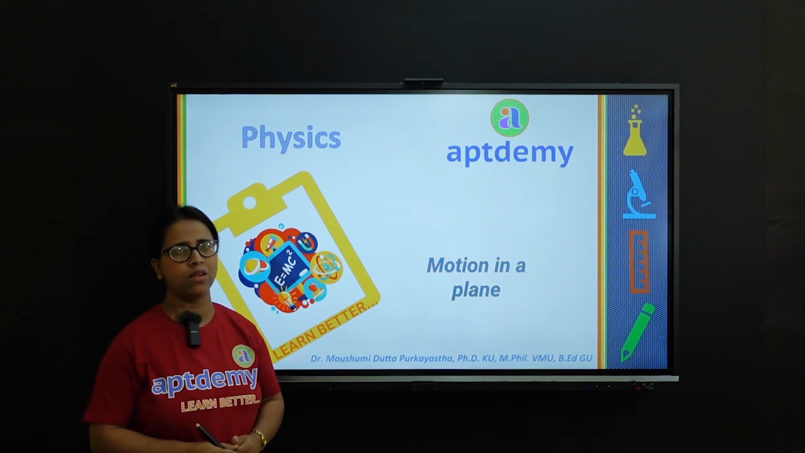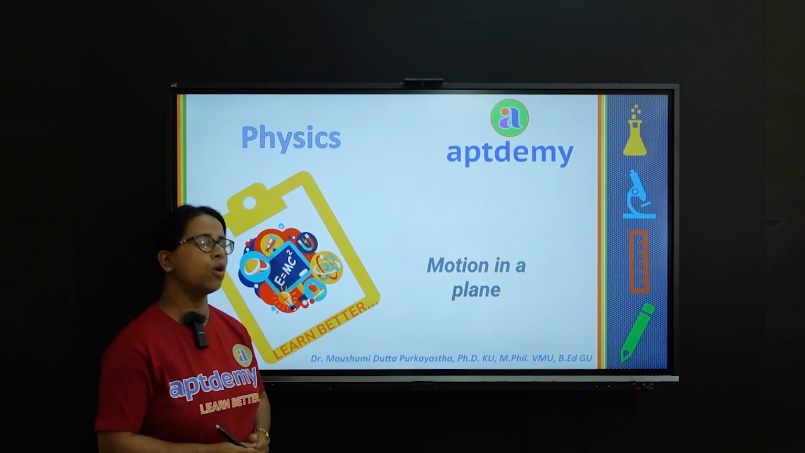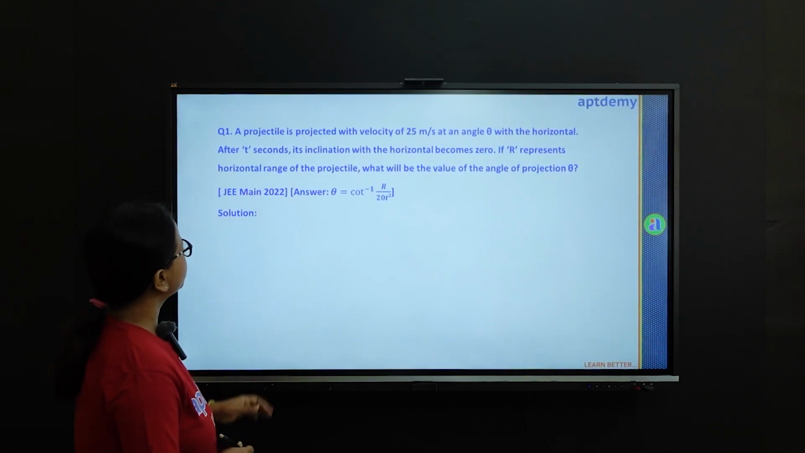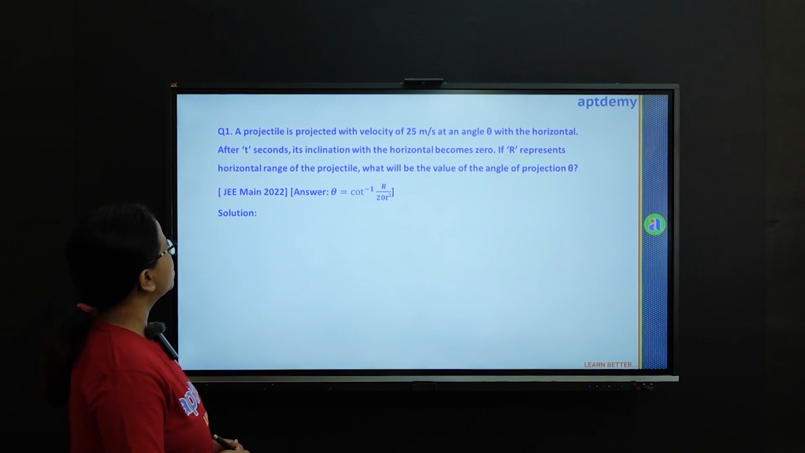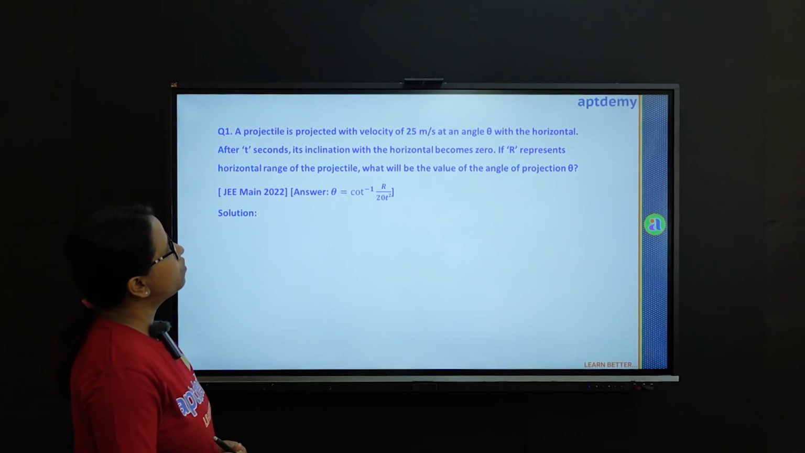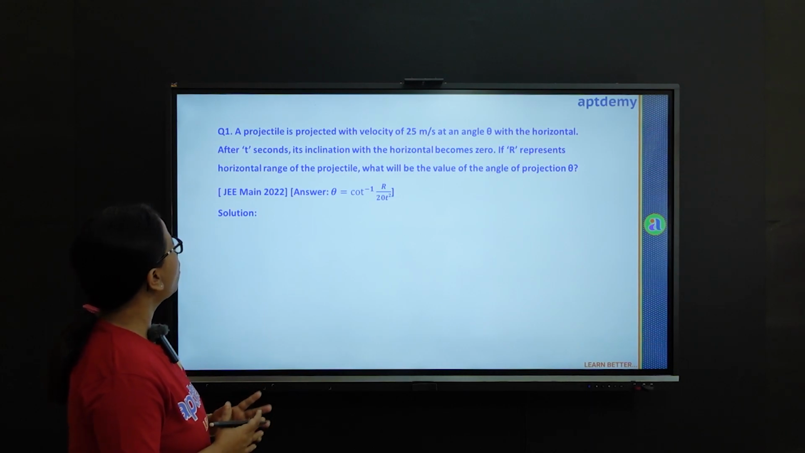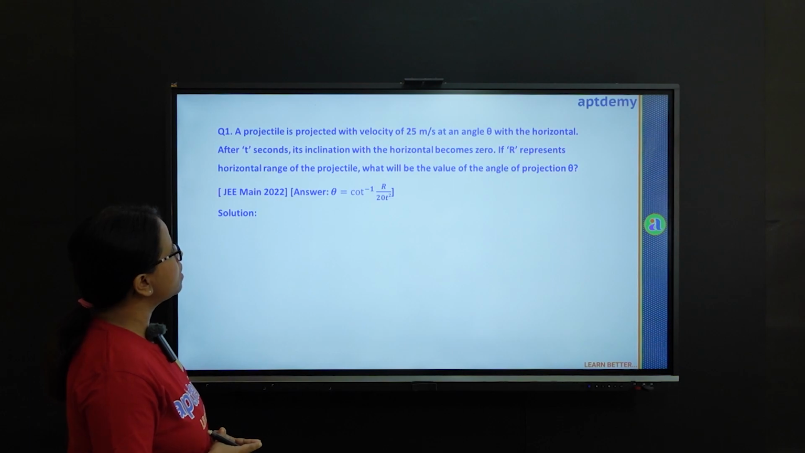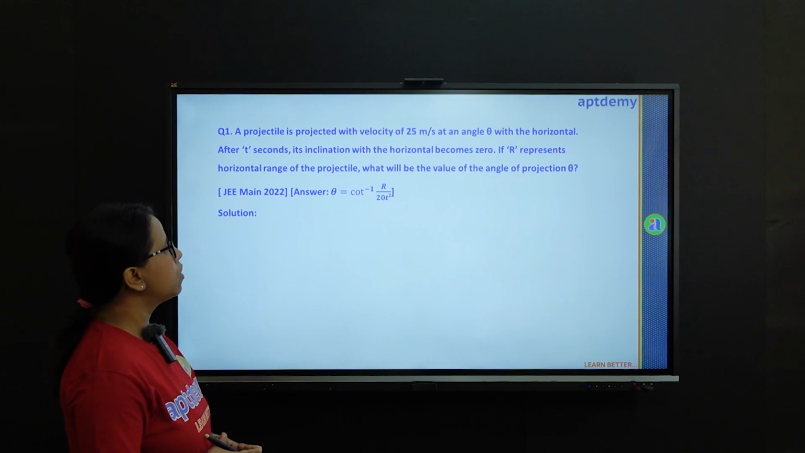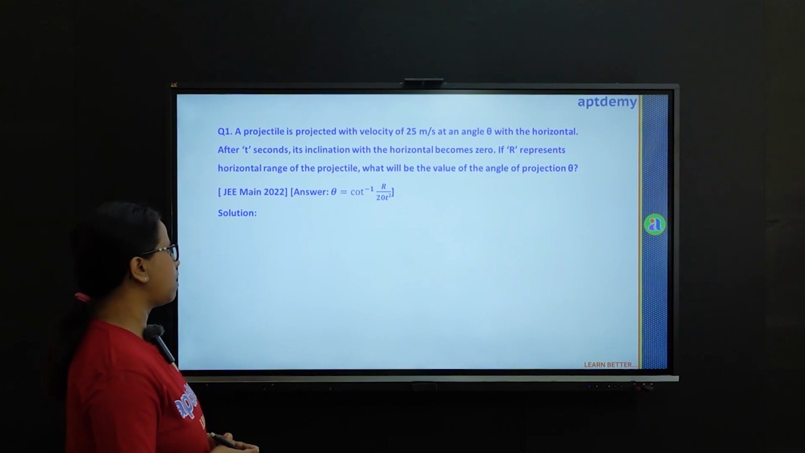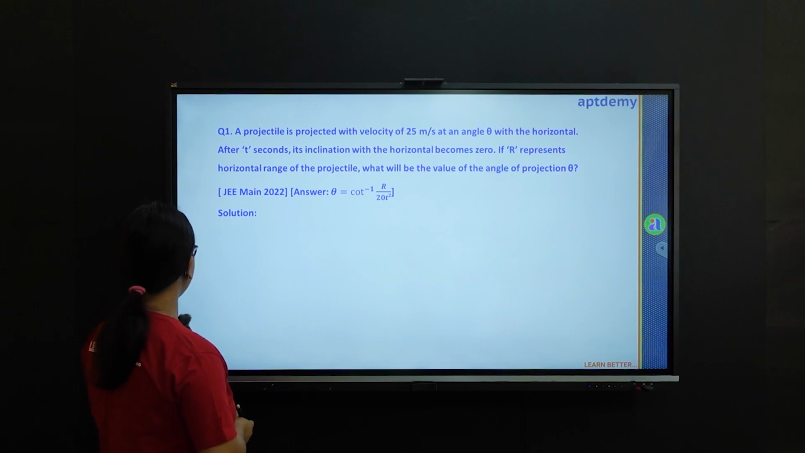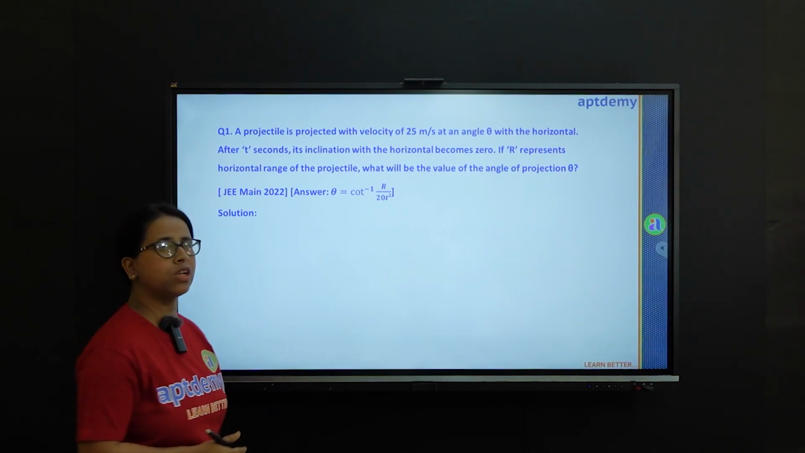So let's begin with considering some few important problems on motion in a plane. The first problem: a projectile is projected with velocity of 25 meters per second at an angle theta with the horizontal. After t seconds, its inclination with the horizontal becomes 0. If capital R represents the horizontal range of the projectile, what will be the value of the angle of projection theta? So a wonderful problem involving some very beautiful concepts of projectile motion.